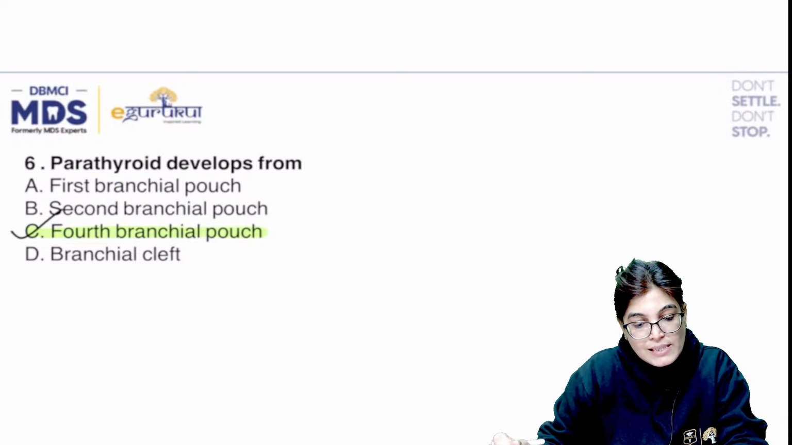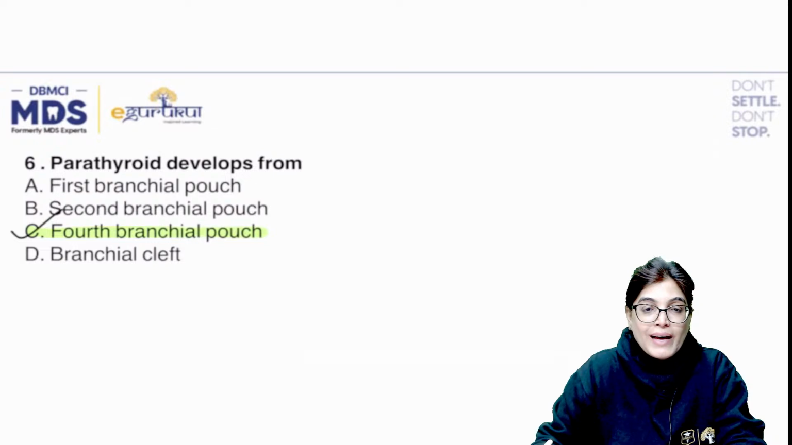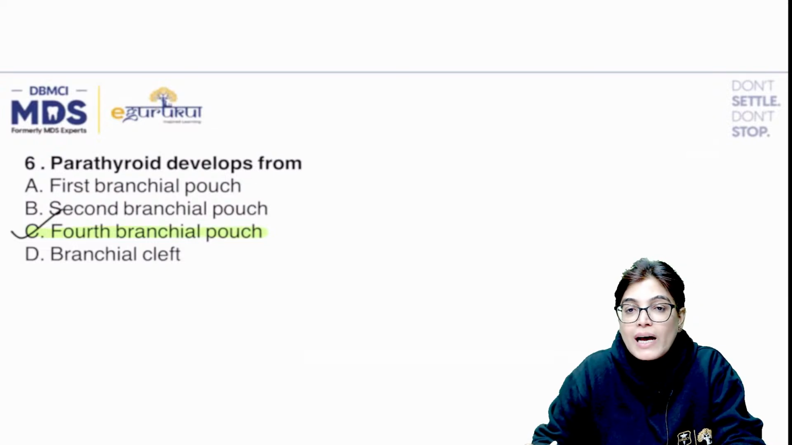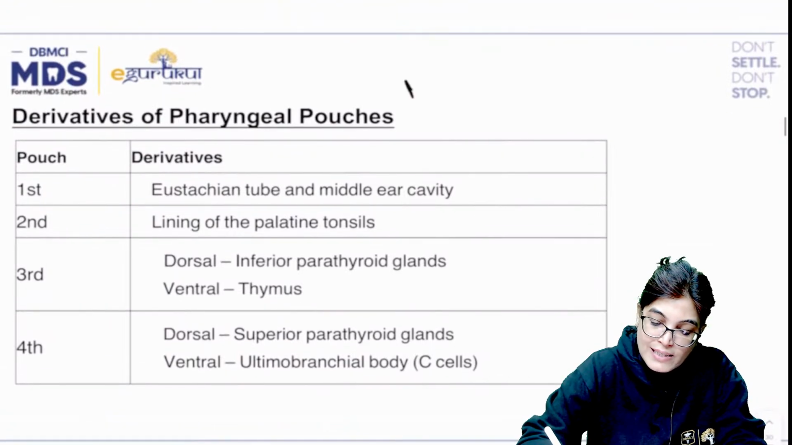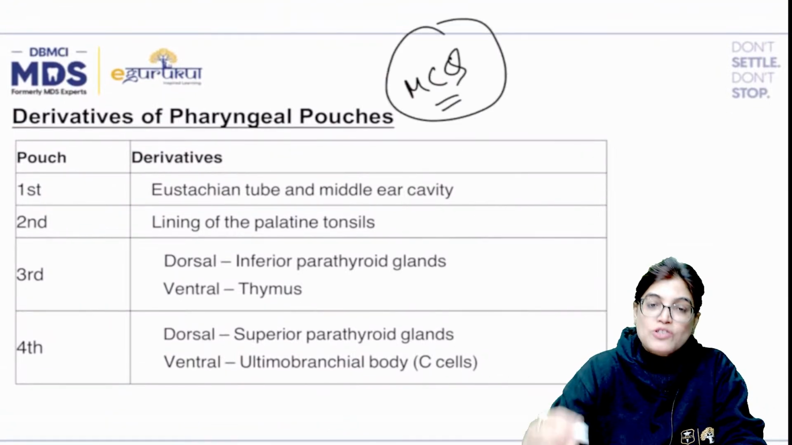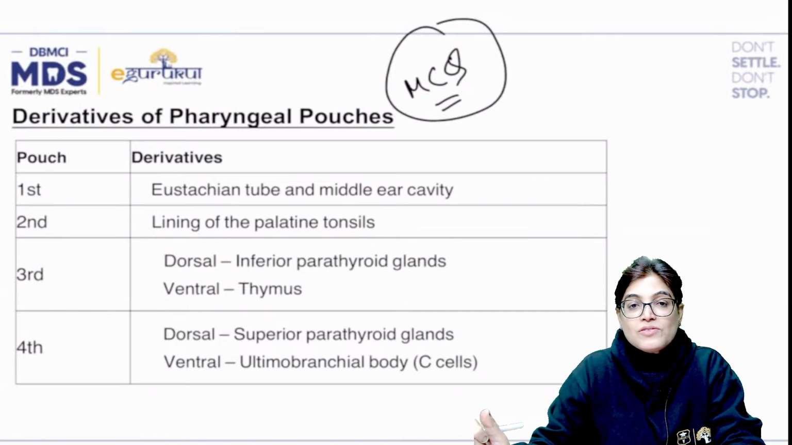Yes, you are right. Basically, the fourth or third pharyngeal pouch, both can be the answer, but they have not asked about the third or fourth parathyroid. It has been asked several times in previous years' examinations, so please have a quick recapitulation of the pharyngeal pouches and the structures formed.